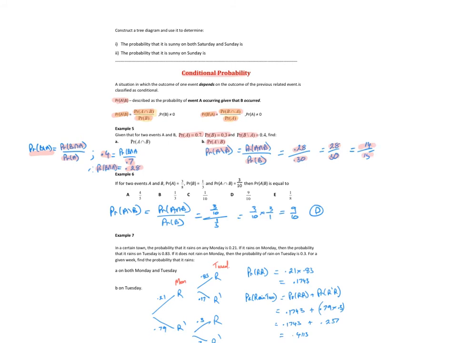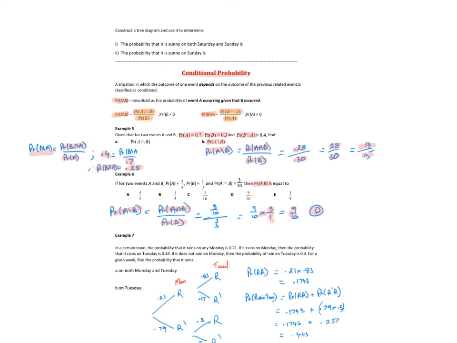All right. Multiple choice: 2 events, A is given, B is given, A intersection B is given. Find the probability of A given B. A given B is A intersection B over B. 3/10 over 1/3, divide by a fraction, flip it upside down and multiply, and we end up with 9/10, which is D.